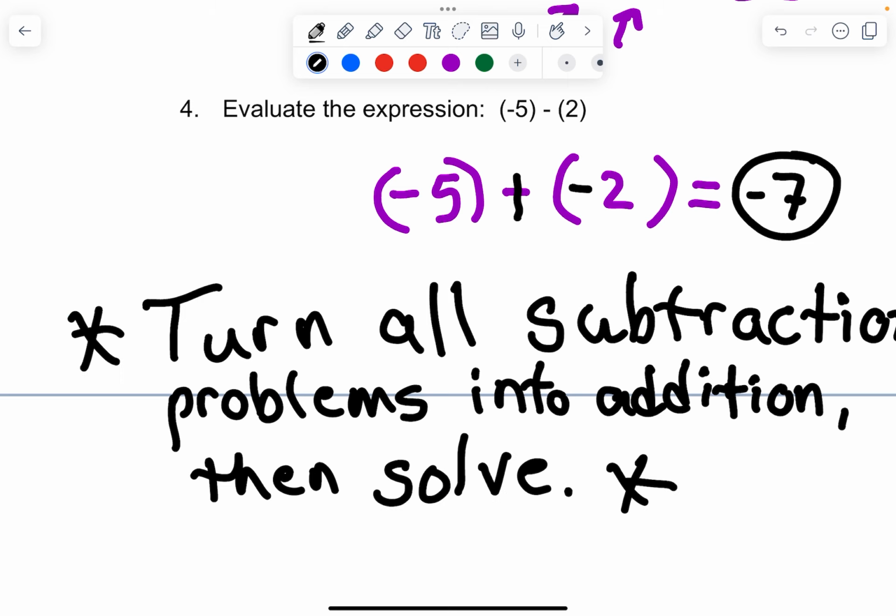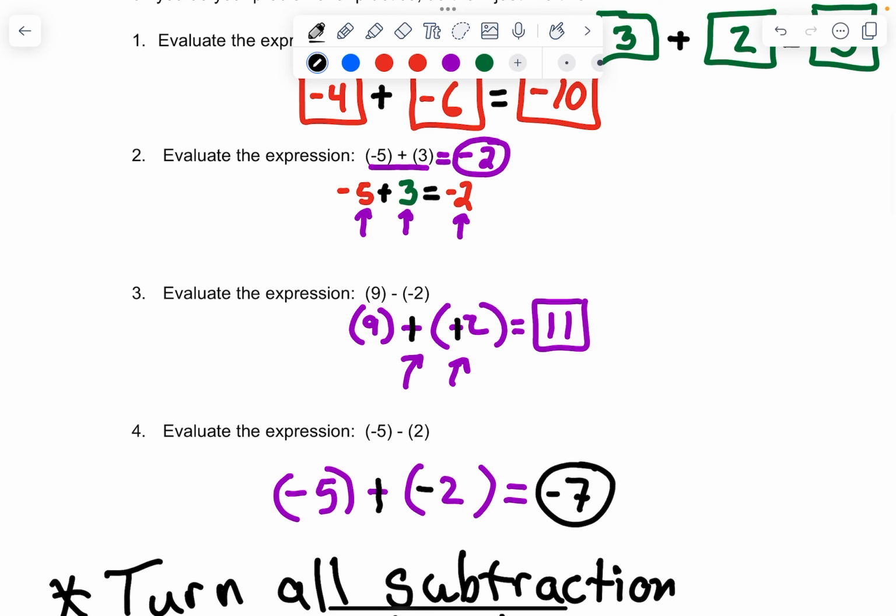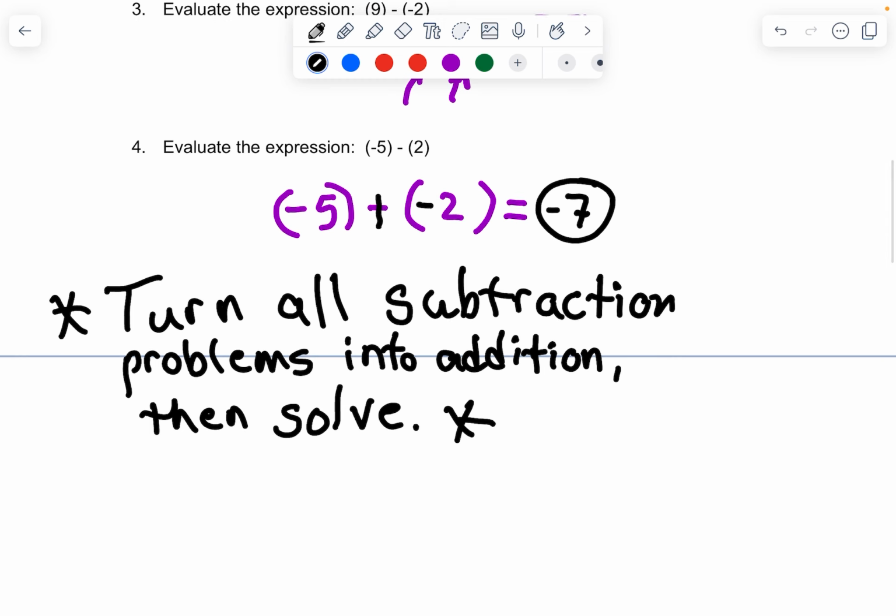Okay, so this is really important. If I have two negatives, I'm going to add them or do a chop chop. If I have a negative in the middle, like I did in number 4, I'm going to do that chop chop, as she would say, and then go ahead and turn them all into addition. If you have any questions, let me know.